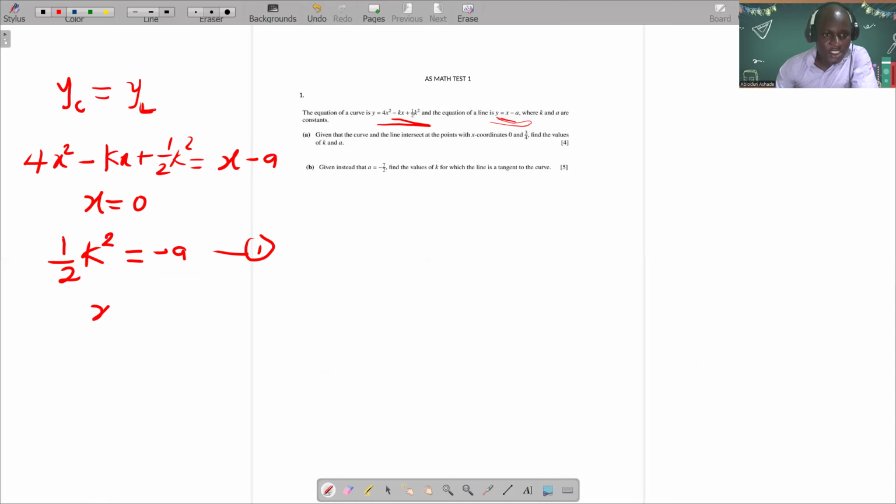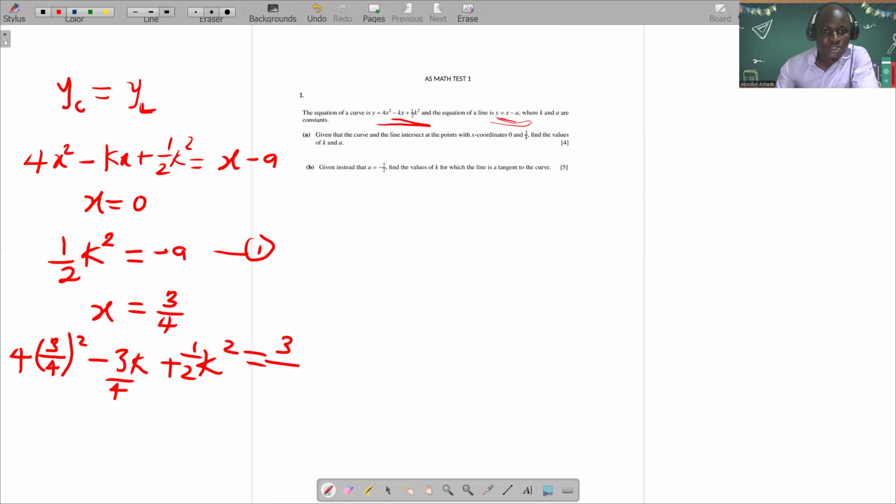Now, at the point where our x is equal to 3 over 4, we substitute 3 over 4 into that equation of intersection. We have 4 into brackets 3 over 4 whole squared, minus 3 over 4 k, plus half k squared equals 3 over 4 minus a. And don't forget from our equation 1, half k squared is equal to minus a. So by simplifying this further, this becomes 9 over 4 minus 3k over 4, plus minus a, which equals 3 over 4 minus a.